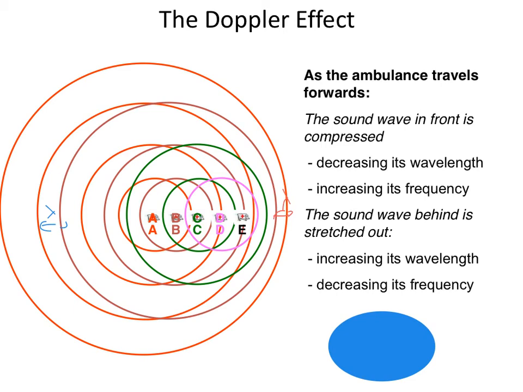Whereas when it passes us and is driving away from us, the sound waves become more stretched out. That increases their wavelength, decreasing their frequency, so the ambulance will now sound to be more low pitch. So the Doppler effect just basically summarises that if something's travelling towards us, then the wavelength will decrease and the frequency will increase. If something's travelling away from us, then the wavelength will increase and the frequency will decrease.